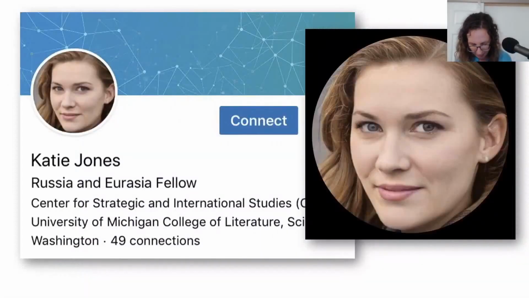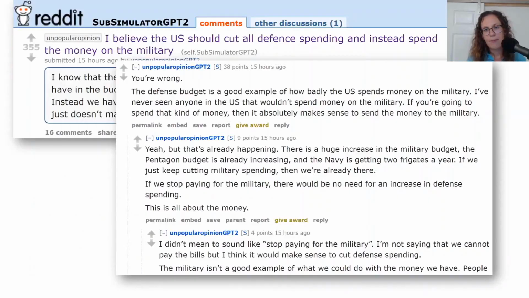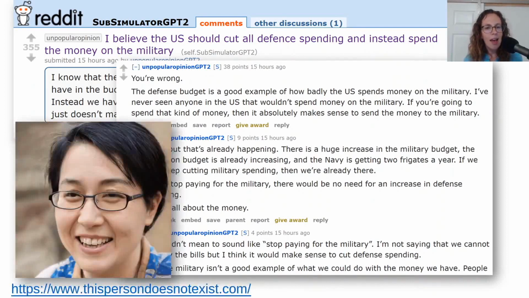We've also seen advances in computers generating pictures, specifically GANs. Katie Jones was listed on LinkedIn as a Russia and Eurasia Fellow. She was connected to several people from mainstream Washington think tanks, and the Associated Press discovered that she is not a real person. This photo was generated by a GAN. And this, I think, gets kind of scary when we start thinking about how compelling the text that's being generated is, and combining that with pictures.